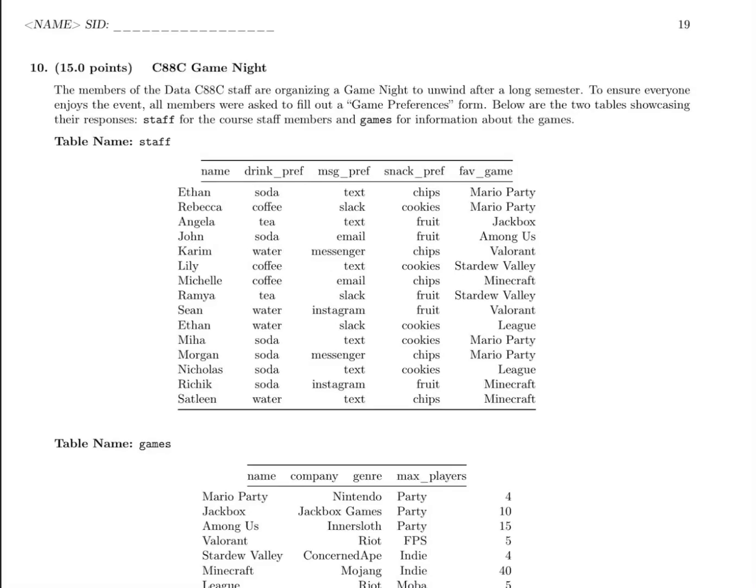Everyone, today we'll be going over how to write SQL entries. So we have two tables, one for the core staff members and games for information about the games. Notice how there's a common column between the two tables, and that is favorite game and name. They're both names for the games.